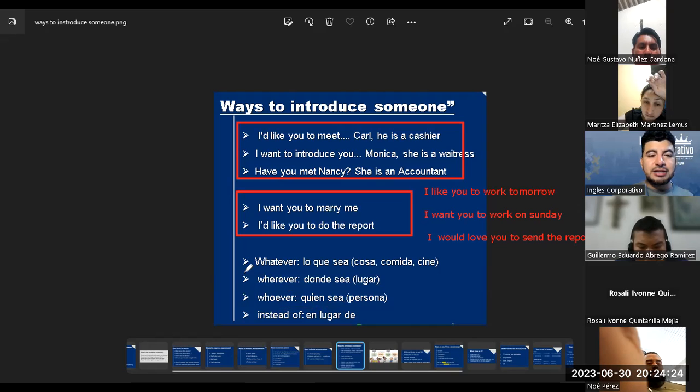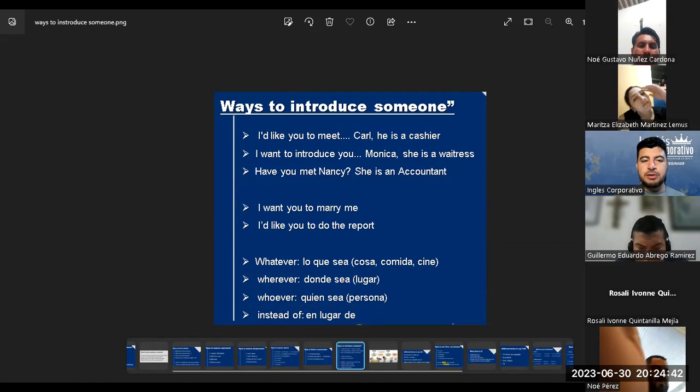Veo que mucha gente confunde eso y dice whatever para todo en general. Pero no, whatever, lo que sea. Wherever, donde sea, whoever, quien sea. Y la otra, this is a phrase that you already know. Ustedes ya conocen esta frase. Instead of significa en lugar de. Okay, we continue.